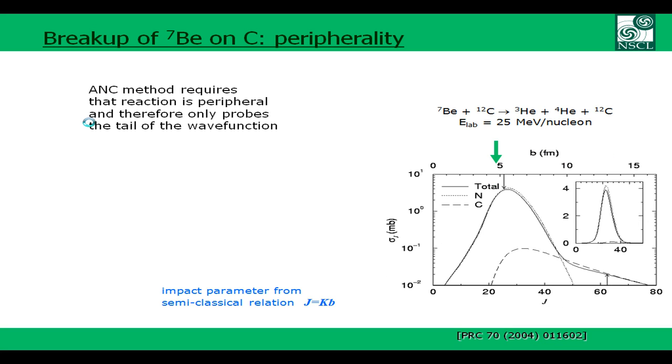Okay, now remember that the idea of this ANC method is that you're only sensitive to the tail of the wave function. So the reaction really has to be peripheral. If you're catching the interior, then it's not fair to do a scaling with the ANC. It's not the right way to do it.